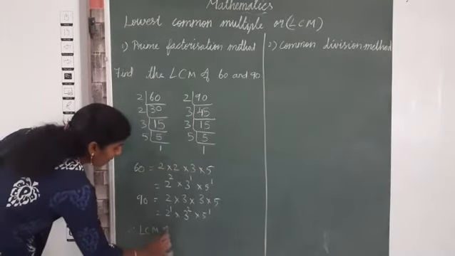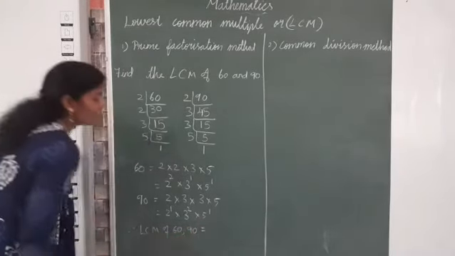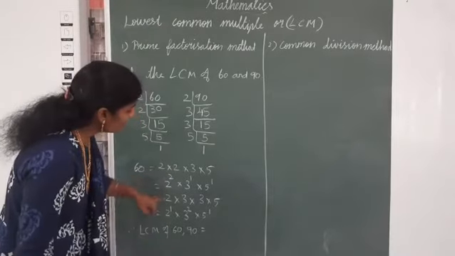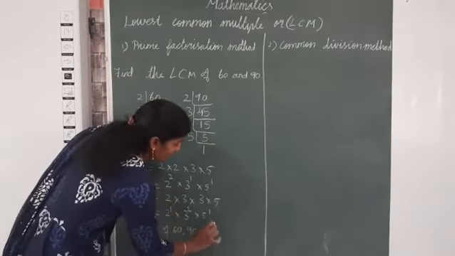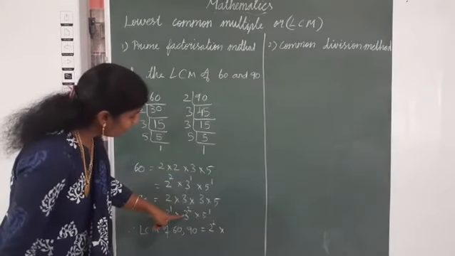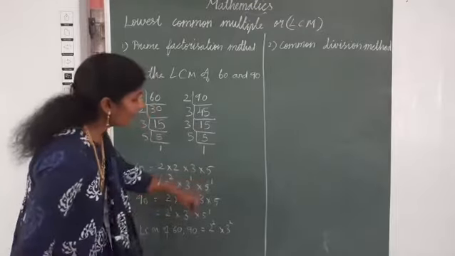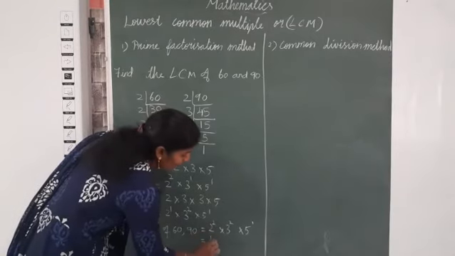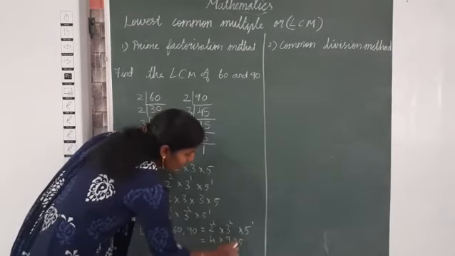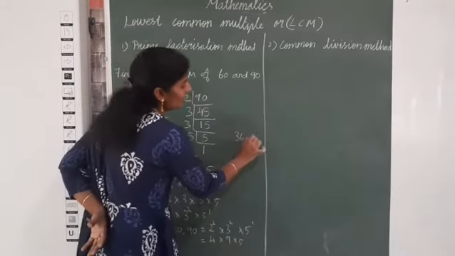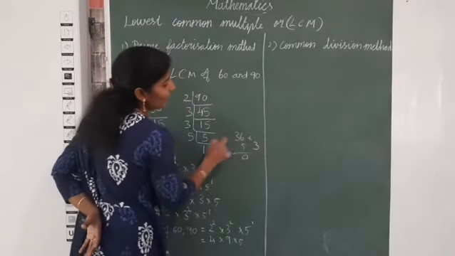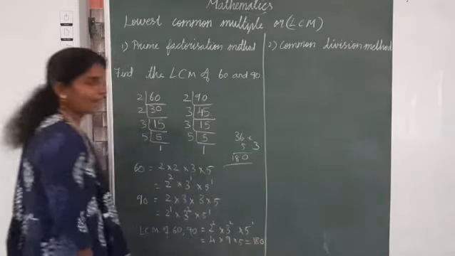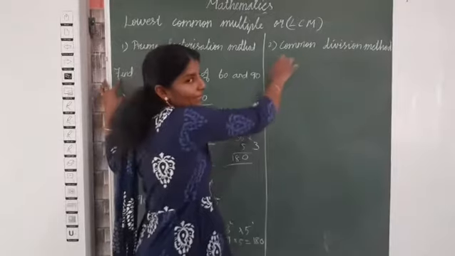Therefore LCM of 60 and 90 equal to, we take the highest power. Here 2 power 2, here 2 power 1, so we take 2 square. Into 3 power 1, 3 power 2, so 3 square. Then 5 power 1, 5 power 1, so 5 power 1. Now 2 two times is 4, then 3 threes are 9, into 5. 9 4s are 36, 36 into 5, 6 5s are 30 plus... 180. What is the LCM? 180.